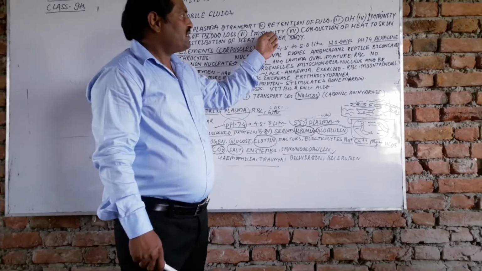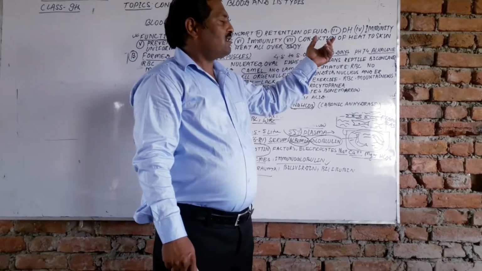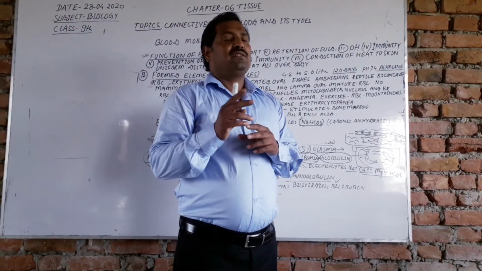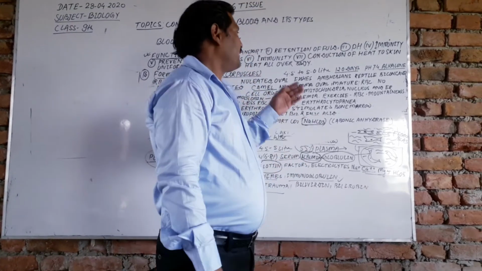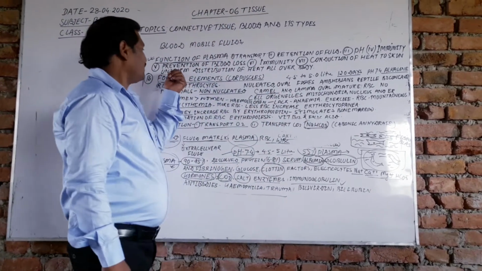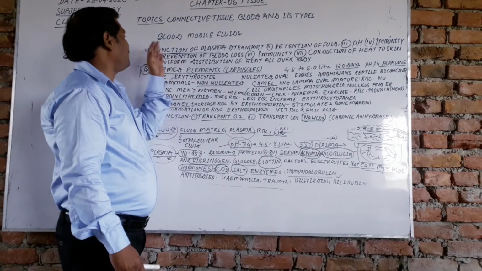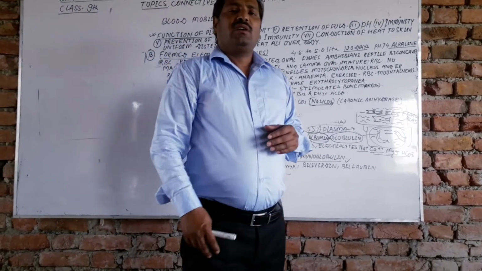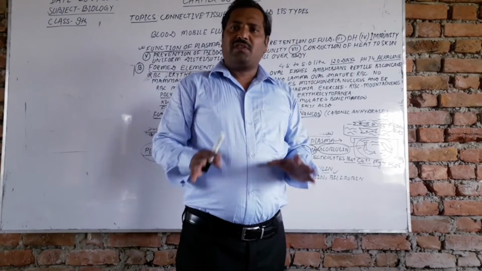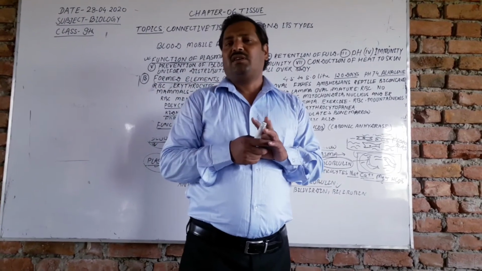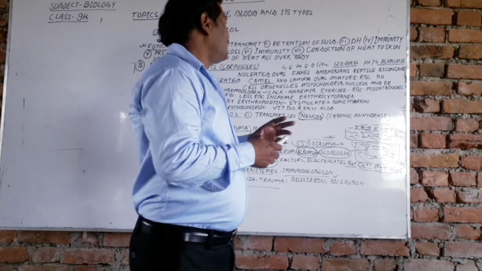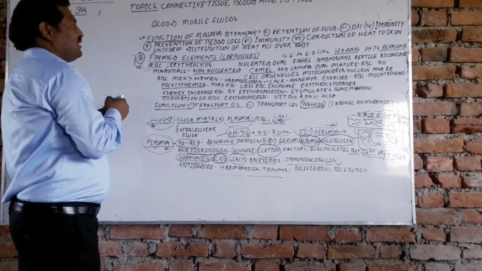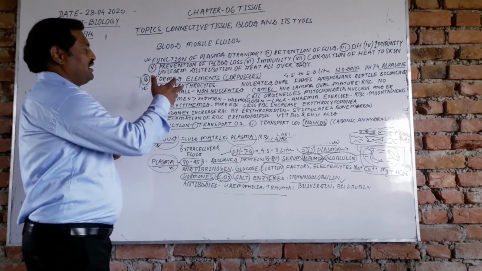It also increases immunity, and conducts heat to the skin. If there is less heat in our body, it is maintained by the plasma. Another important work of the plasma is uniform distribution of heat all over the body. If there is any disturbance of heat anywhere in the body, it is maintained by the plasma. So the plasma is a fluid matrix.